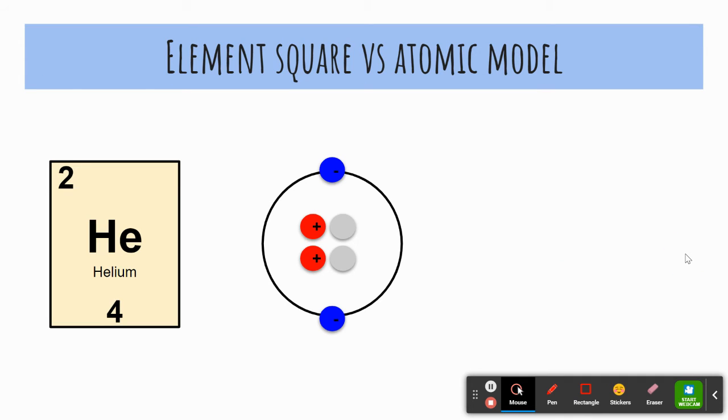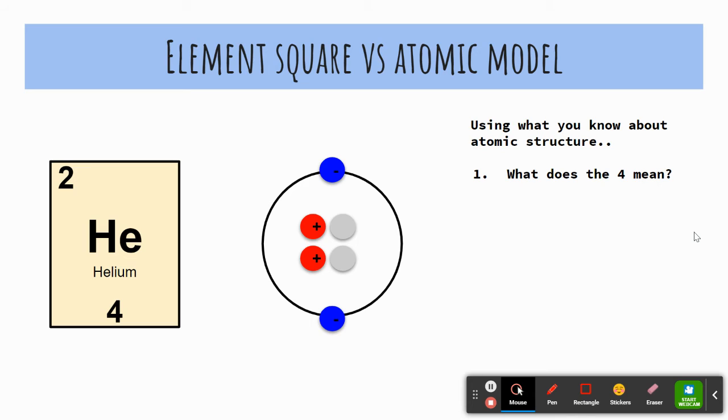All right, we're going to do a practice here. So using what you know about atomic structure, what does the 4 mean? So what does this 4 down here tell us? We just did this together. So the 4 is the atomic weight, which is the number of protons and neutrons. All right, here's our atom. We've got 2 protons and 2 neutrons.